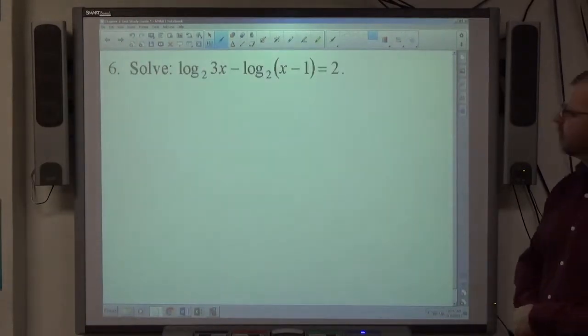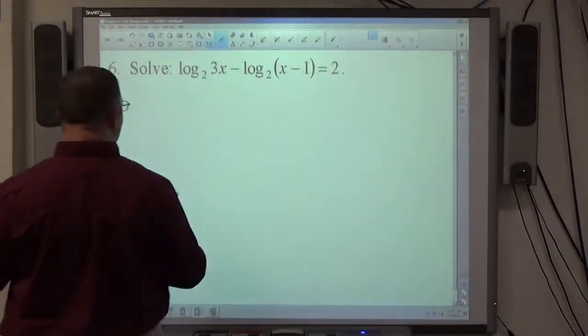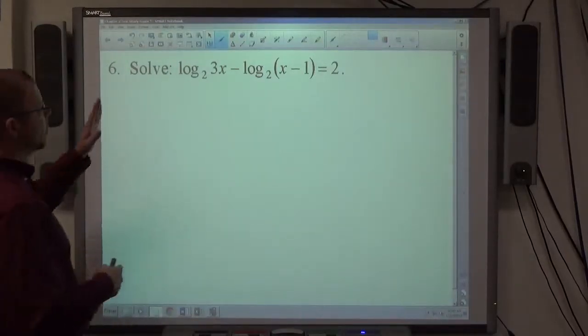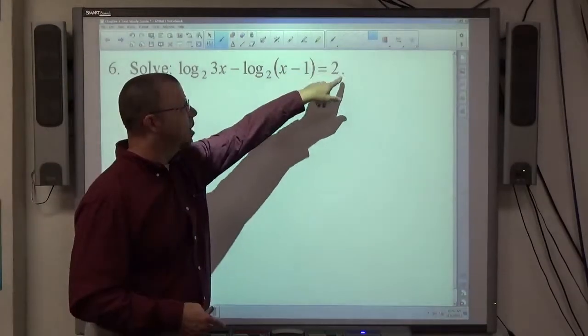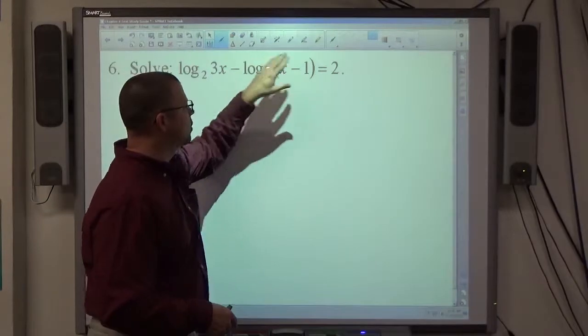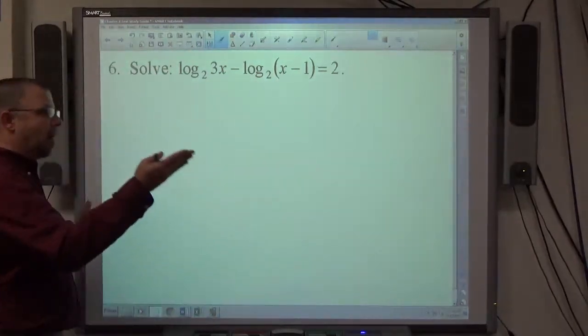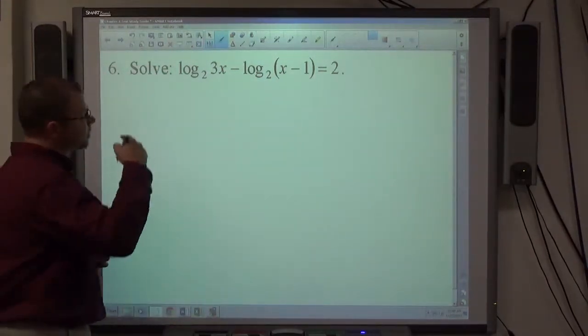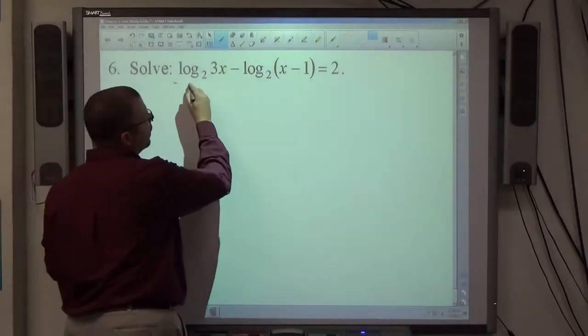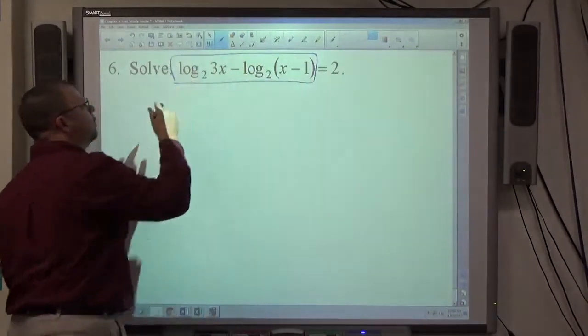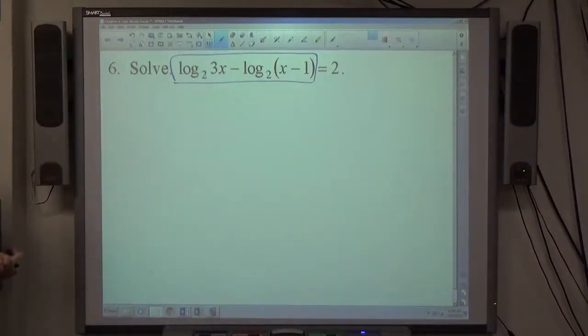Number 6, solving the logarithmic equation. Now, there are two types of logarithmic equations. One is a bunch of log stuff equals a number, like we have. The other is a bunch of log stuff equals a log. Since we have the log equals number structure here, I want to push the left-hand side together into one logarithmic expression by those rules of logarithms.